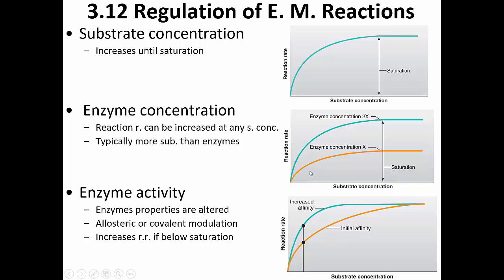We see the orange line indicates the enzyme concentration at half the green concentration, and we see that the saturation rate, the reaction rate at saturation rather, is about half what we see at 2 times the enzyme concentration. And so, therefore, simply we can adjust the number of enzymes that are present and adjust the rate and therefore the number of product molecules that are produced by an enzymatic reaction at any given time.